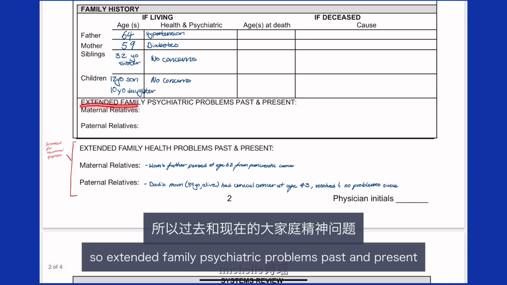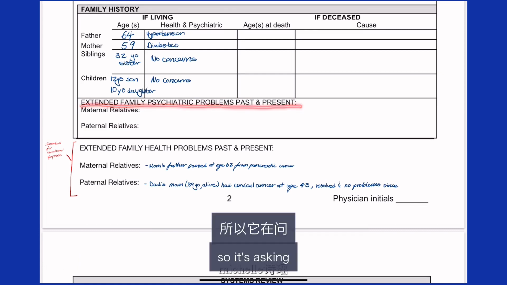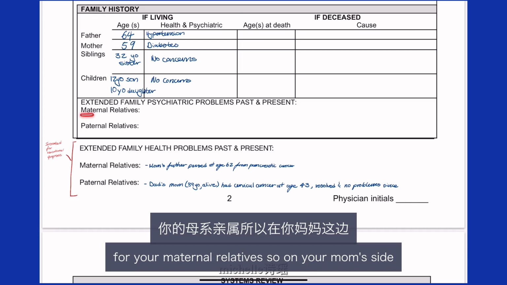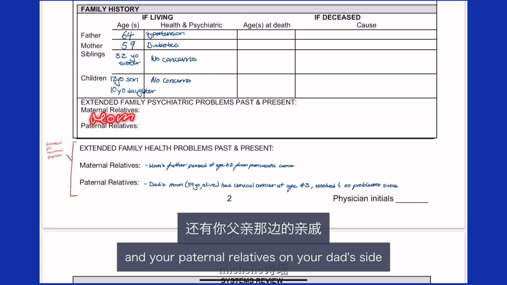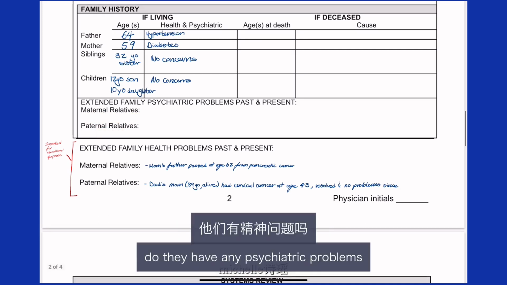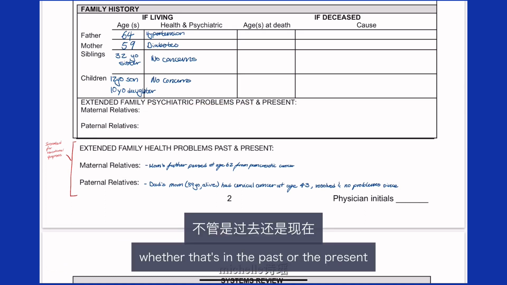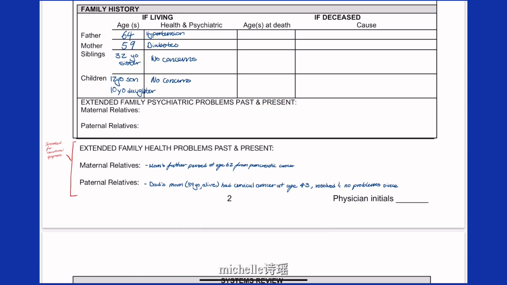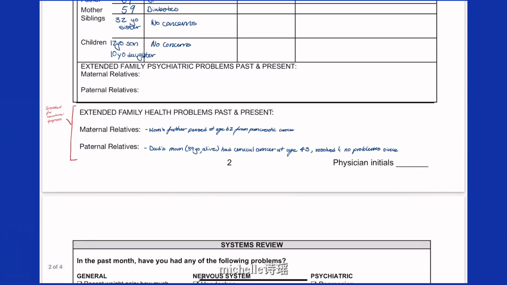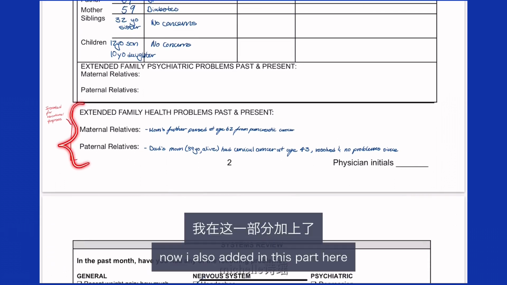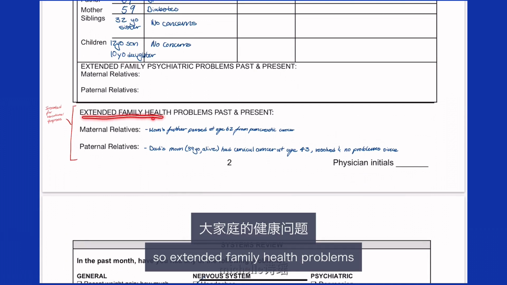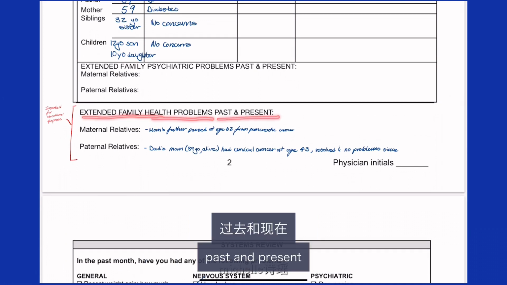So extended family psychiatric problems, past and present. So it's asking for your maternal relatives, so on your mom's side, and your paternal relatives on your dad's side, do they have any psychiatric problems? Whether that's in the past or the present. Now I also added in this part here. So extended family health problems, past and present.